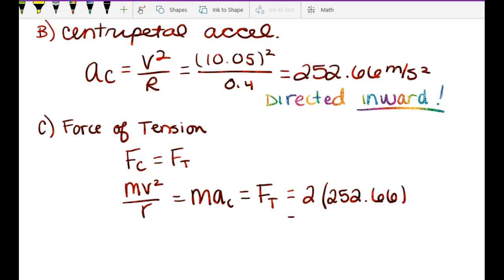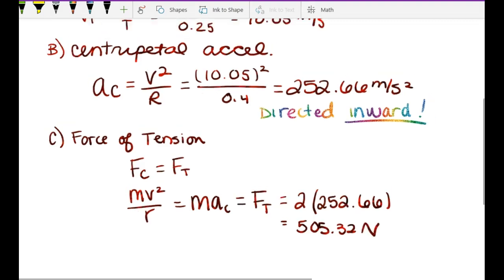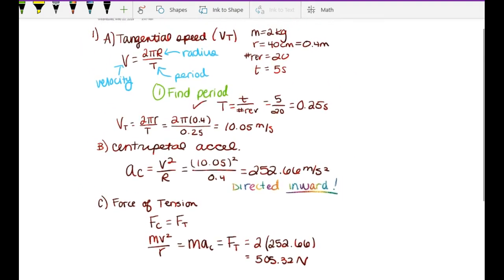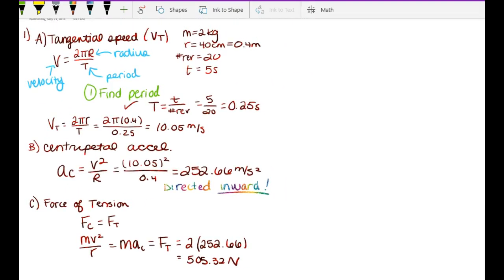So you can do the mass of 2 multiplied by the acceleration that we found to get 505.32 newtons. That's going to be the force of tension in the rope as this is swinging in a circle. And that's it.